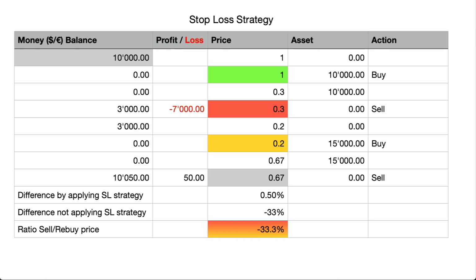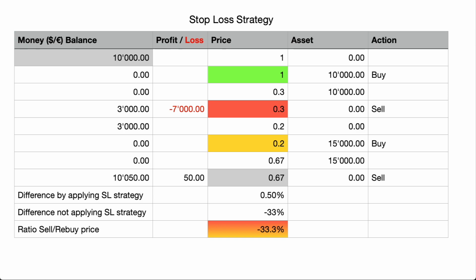Let's assume you bought with $10,000 an asset at $1, and then it keeps dropping in price and you freak out because you don't want to realize a loss. At 30 cents you decide, okay, now I'm getting out. You realize $7,000 loss, but you still have 3,000. If the price keeps dropping to 20 cents and you buy again, you will now actually have 15,000 of your asset, while you before had 10,000.